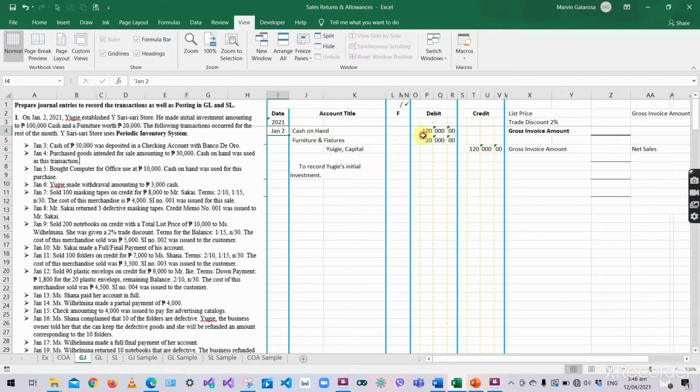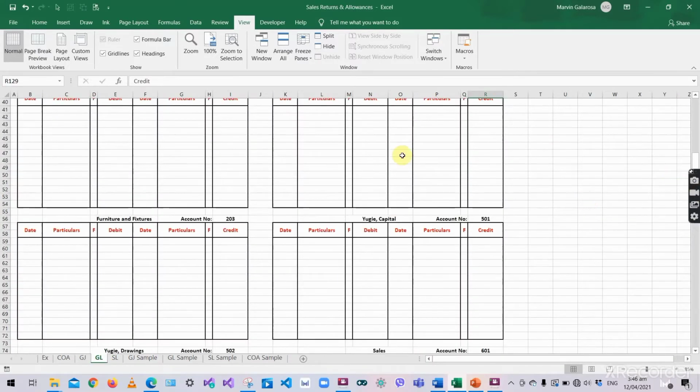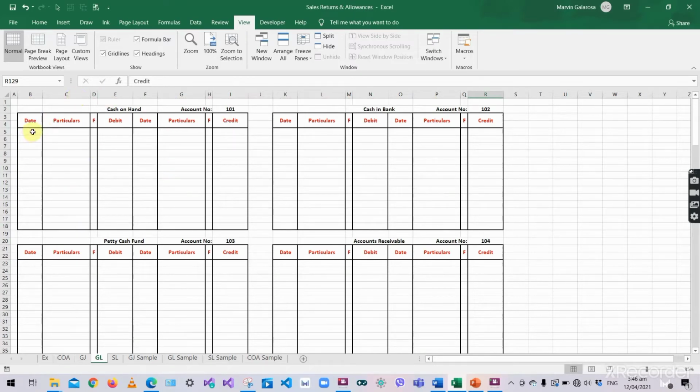Now that we're done with the journal entry, sunod naman, ipopost naman natin siya sa General Ledger. Cash on hand, debit na 100,000. So, 2021, January 2, particulars, initial investment. Folio or reference, Journal 1. Magkano yung debit sa kanya? 100,000.